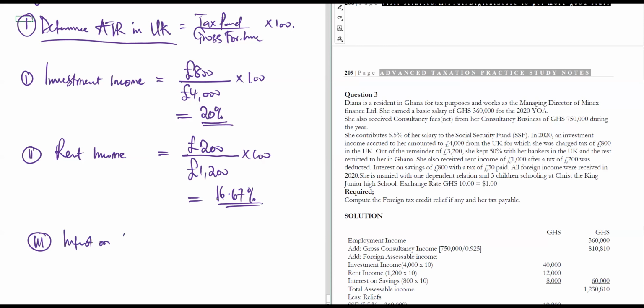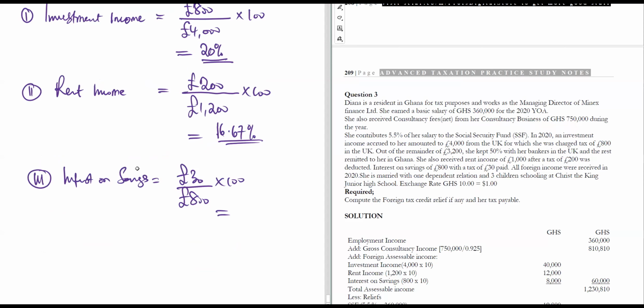Interest on savings in UK, where a tax of £30 was paid on her savings, right? So she paid tax of £30 on her savings of what? £800, right? And what's the tax? Is it 3.75%? 3.75%.